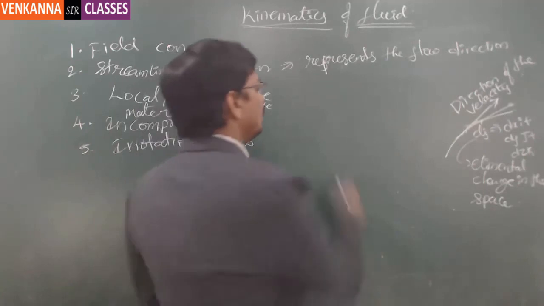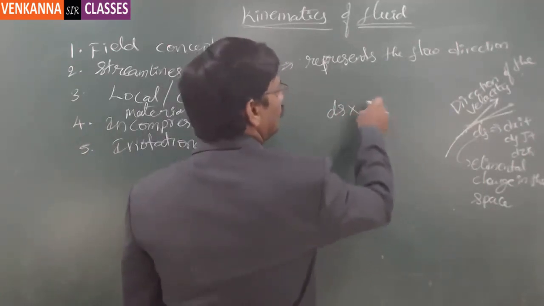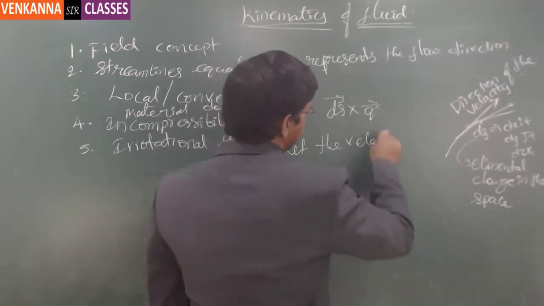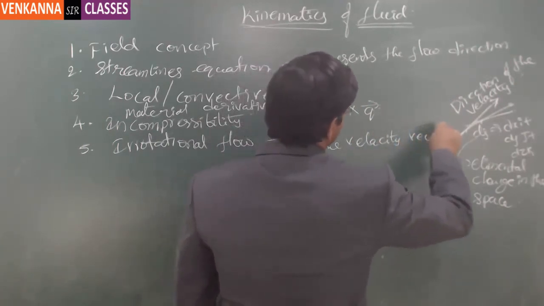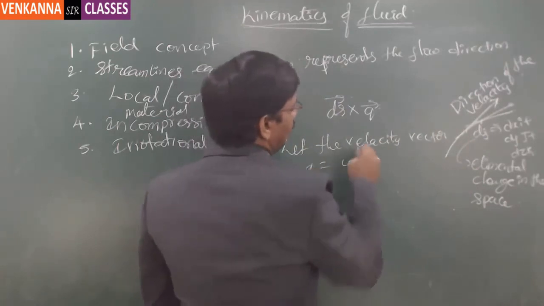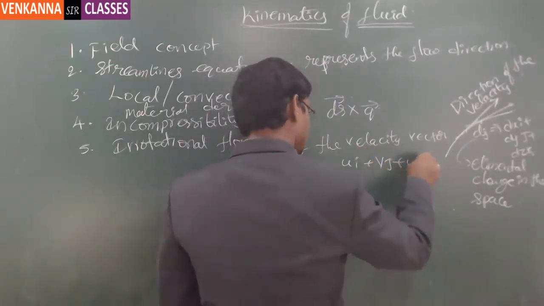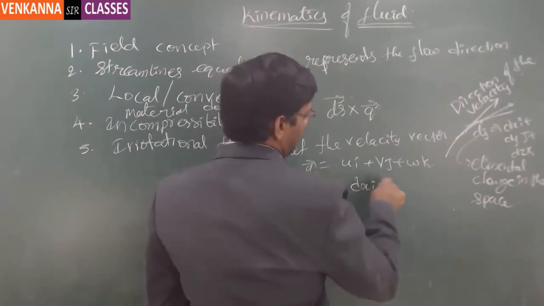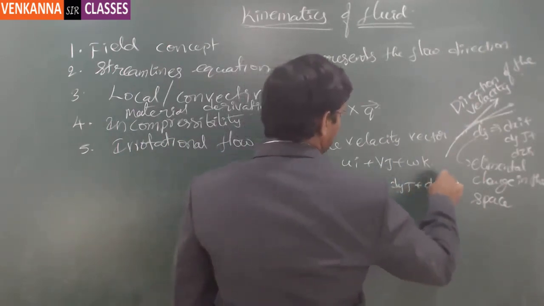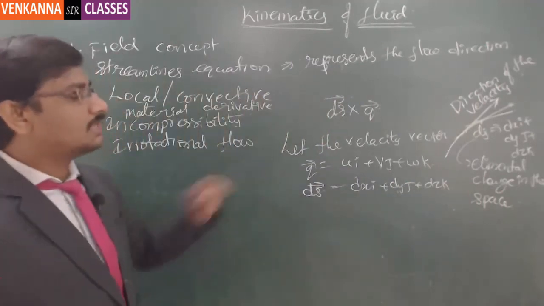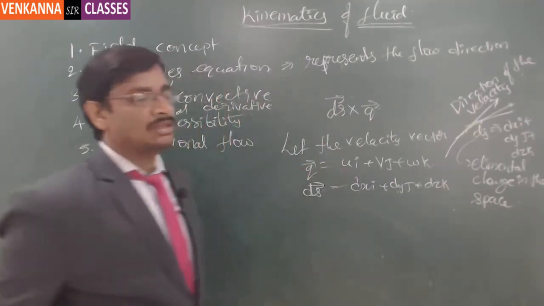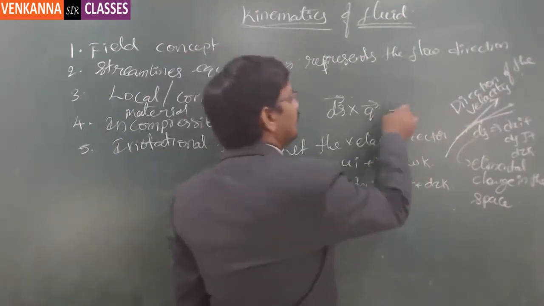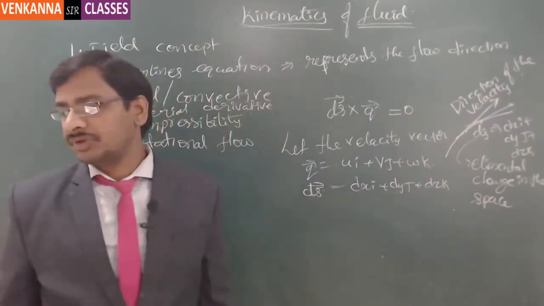So that means ds cross q, where q is the velocity. Let us say the velocity vector q is equal to ui plus vj plus wk. This is the velocity vector, and the space vector is dx into i plus dy into j plus dz into k. At any instant, the direction of both should be the same. Then only whatever the equation I get from this will represent the streamlines, or the flow direction. Got it or not?